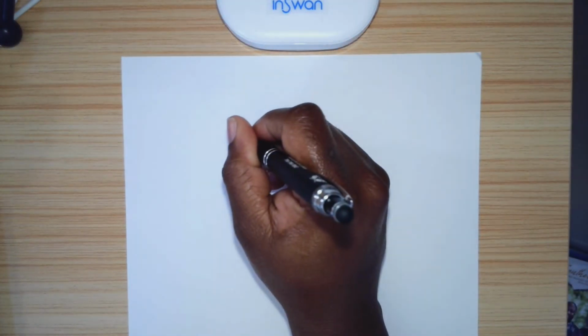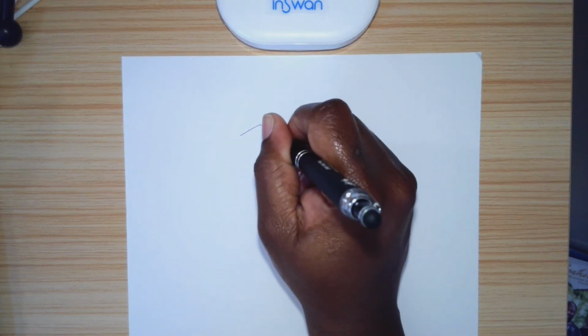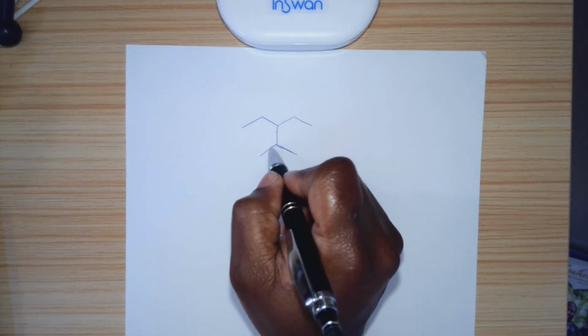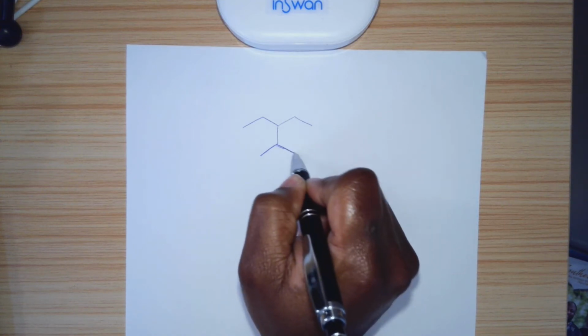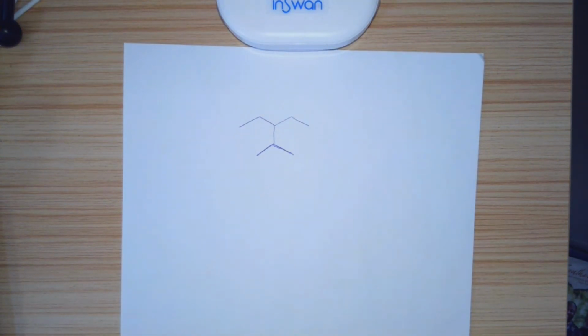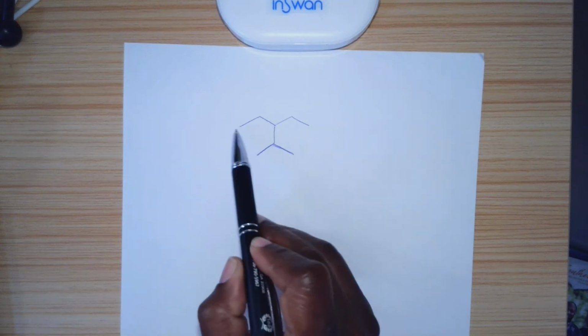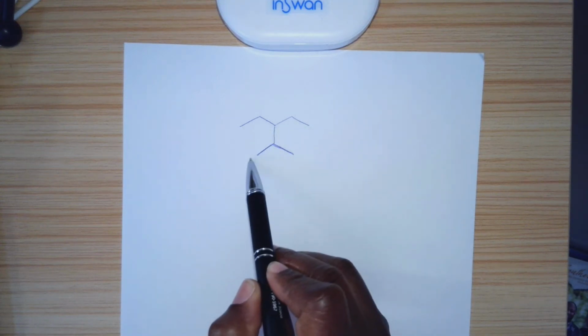So with the next compound, I'm going to just draw another one. So we have this compound. So we'll still go through the steps. First step is to identify your longest continuous chain. So again, you're starting at one end, working your way to the other end. So 1, 2, 3, 4, 5.